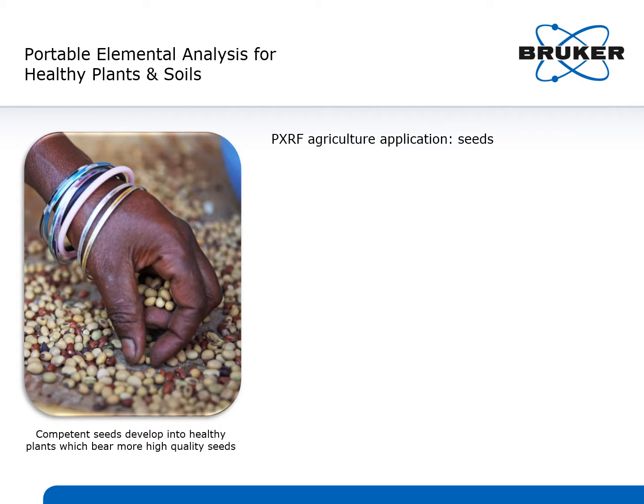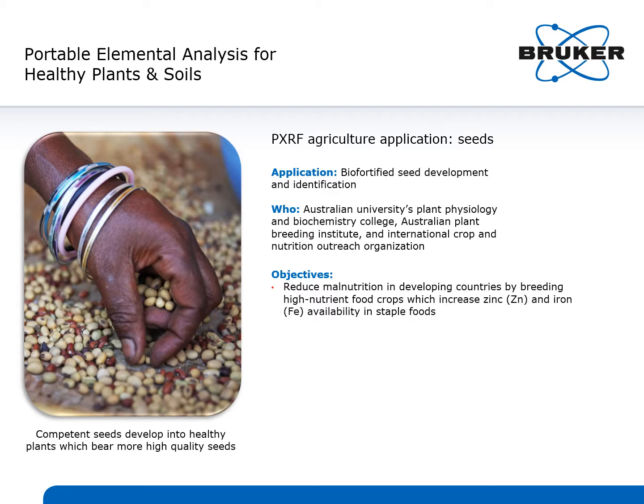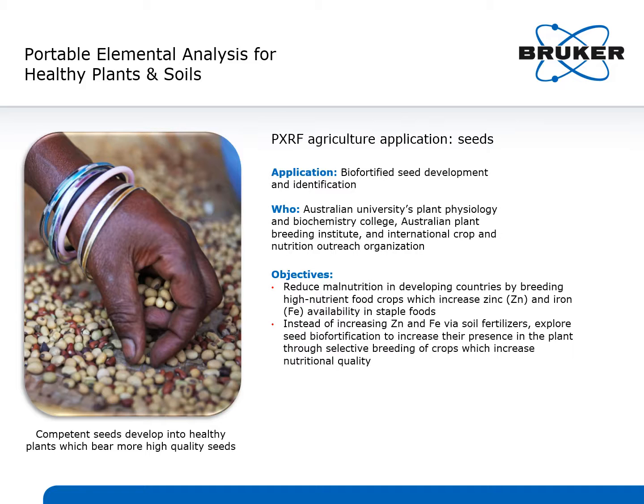Plant growth starts with competent seeds to develop into healthy plants which bear more high-quality seeds. The study of biofortified seed development by scientists at a university and a global outreach organization in Australia provides a good example. Their primary goal is to reduce malnutrition in developing countries by breeding high-nutrient crops, especially with increased zinc and iron. They want to help minimize the need for fertilizers by instead developing seeds which increase nutritional quality in staple foods, such as wheat and rice.